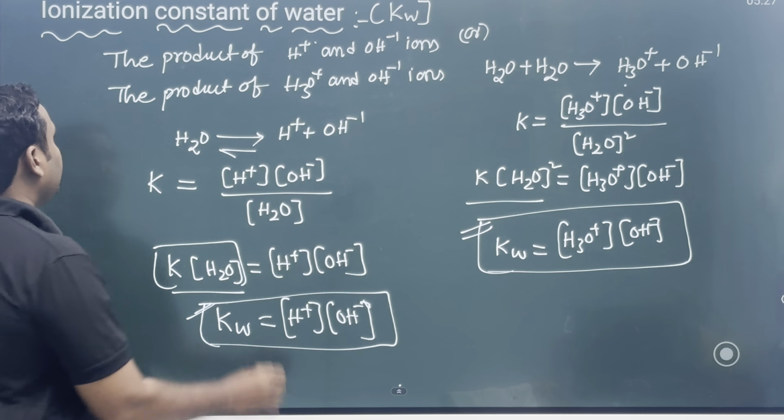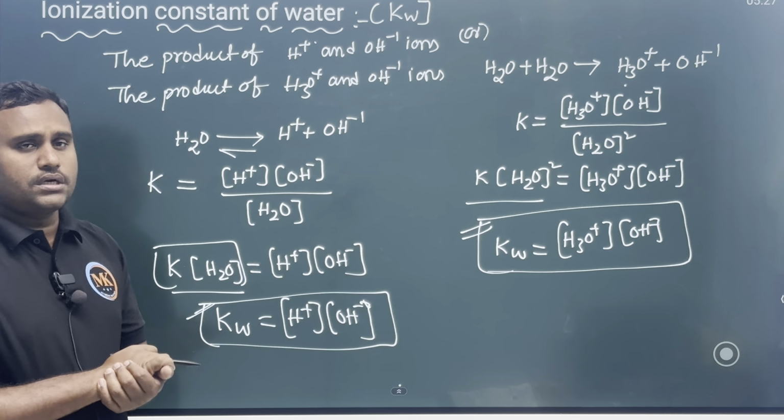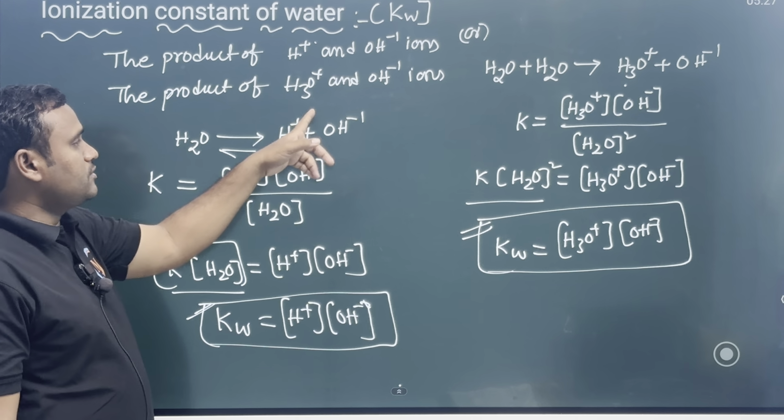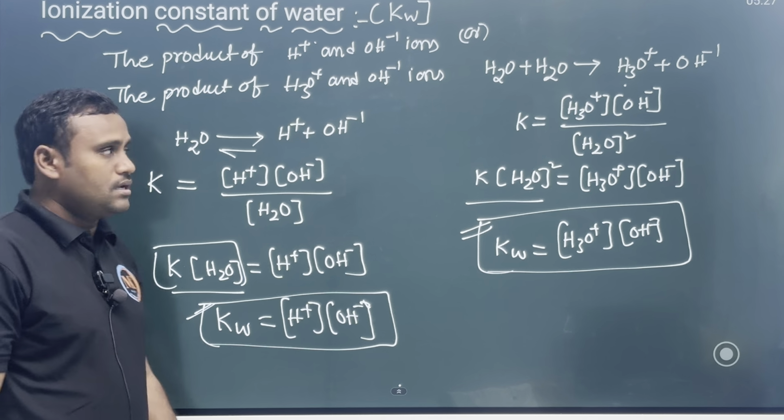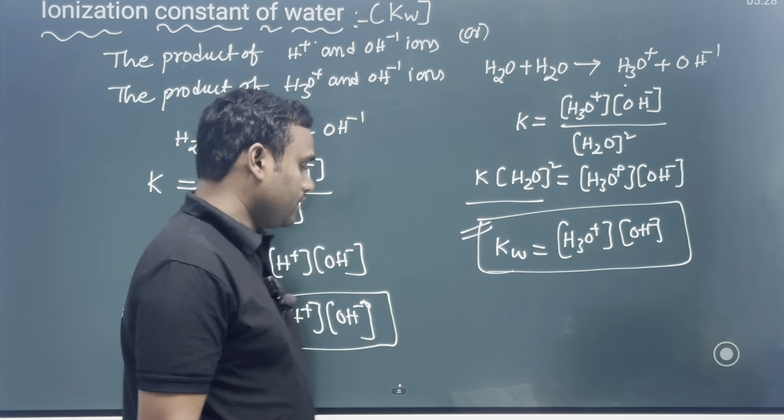Okay. This is the ionization constant of water. So what is the ionization constant of water? It means the product of H plus ions and OH minus ions, or the product of H3O plus and OH minus ions in the water.